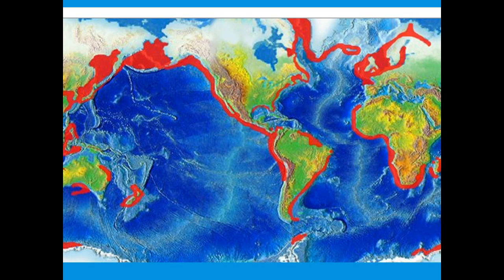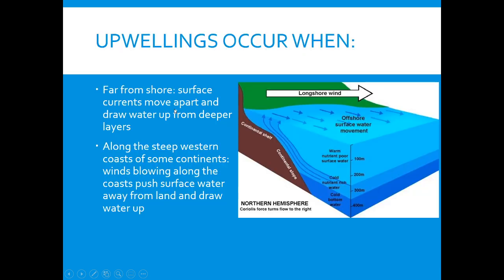Now, this shows you just an example of temperatures based on where you are, and you notice that as you get closer to the coasts, you're going to see higher temperatures in the ocean. So, there's two types of upwelling that can occur. You have far from shore, where surface currents will move away, and then near western coasts of certain continents, where winds that blow along the coast push the surface water away, which allows water to be drawn up.